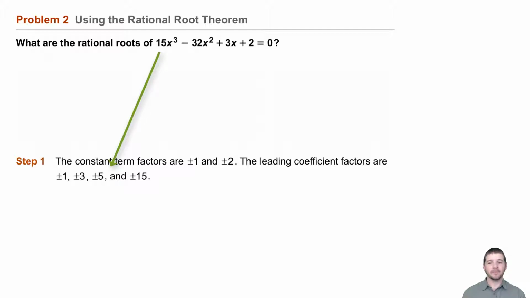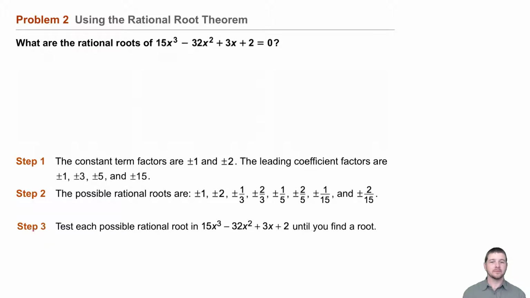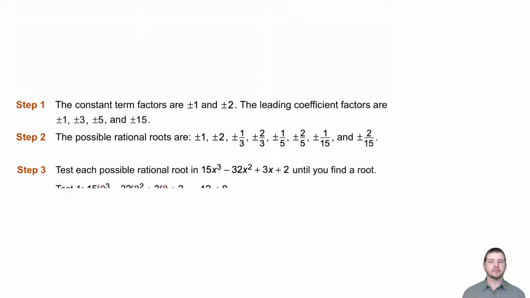Step 2. The possible rational roots are plus or minus 1, plus or minus 2, plus or minus 1/3, plus or minus 2/3, plus or minus 1/5, plus or minus 2/5, plus or minus 1/15, and plus or minus 2/15. Step 3. Test each possible rational root in the expression 15x cubed minus 32x squared plus 3x plus 2 until you find a root.